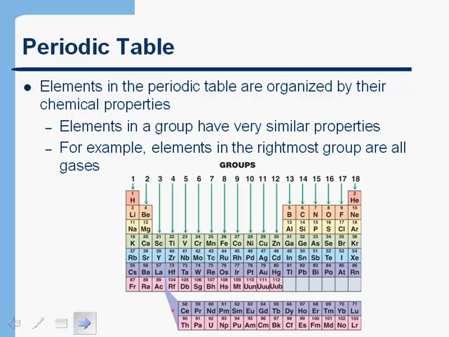So for example, if I look at this group here, that column, all of the elements in that group have very similar chemical properties. So for example, all of those elements are gases, and these are what are referred to as the noble gases, which means that they don't interact. Just like kings and queens don't interact with everyday people, the noble gases don't interact with other elements. Okay? Another example, the elements in this group are very reactive. Okay? So the way the elements react chemically is what determines which group they go into.